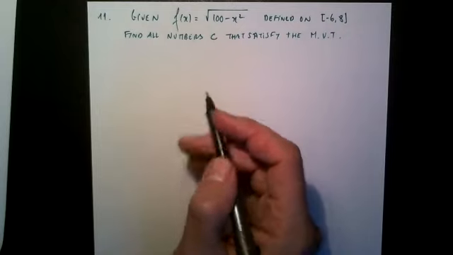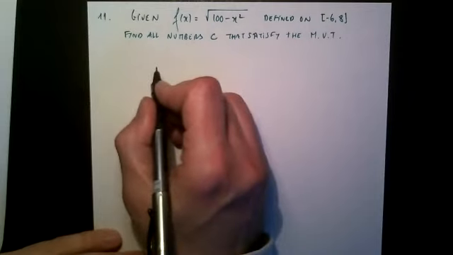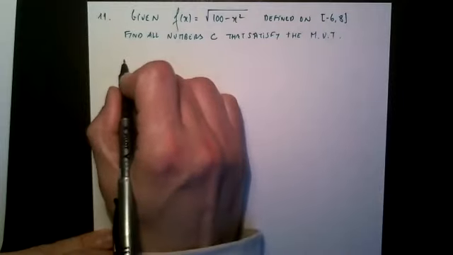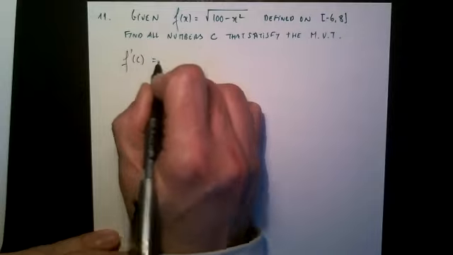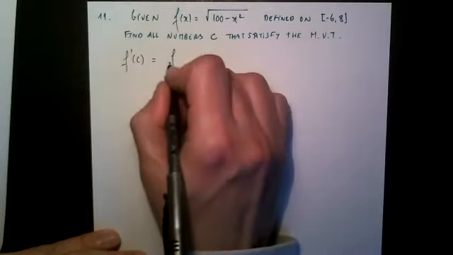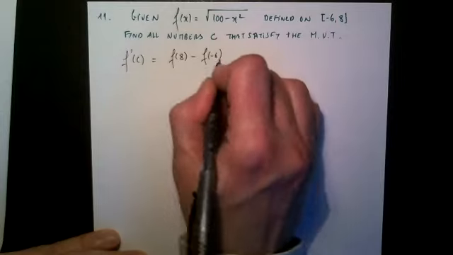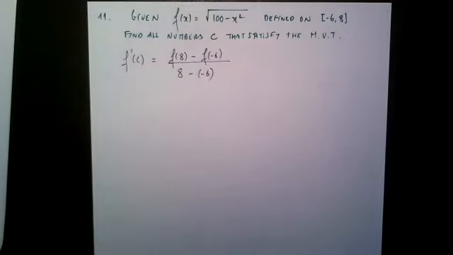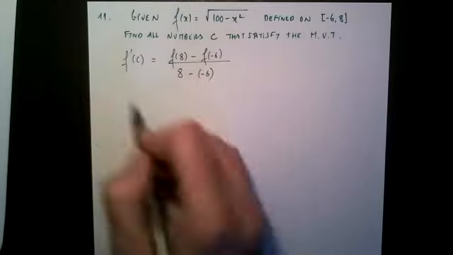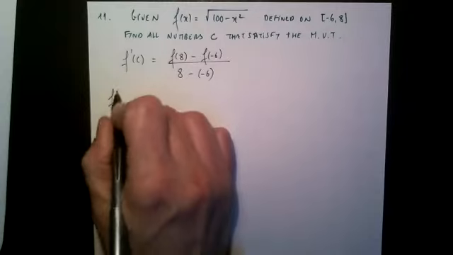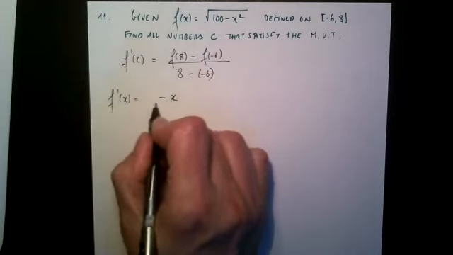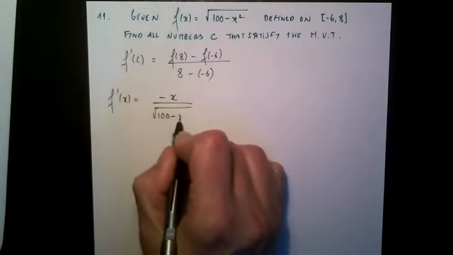Okay, so you remember how to do the mean value theorem? So it would be f prime of c is equal to f of 8, so at the bounds, minus f of minus 6 over 8 minus negative 6. That's what I'm looking for, basically. So I'm looking for c that solves this equation. So first we need to find the derivative. The derivative of this will be negative x over the square root of 100 minus x squared.